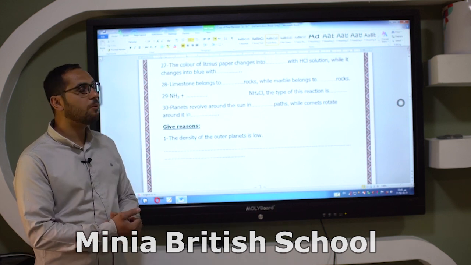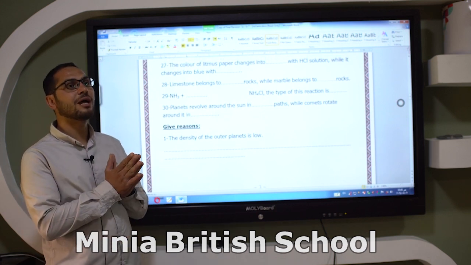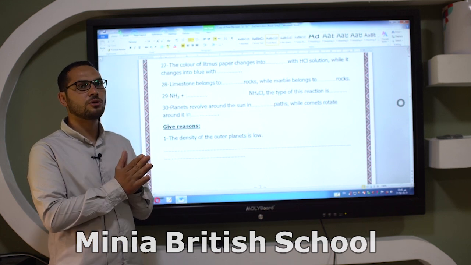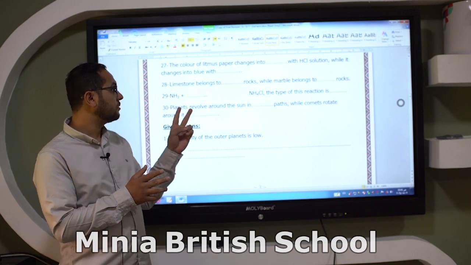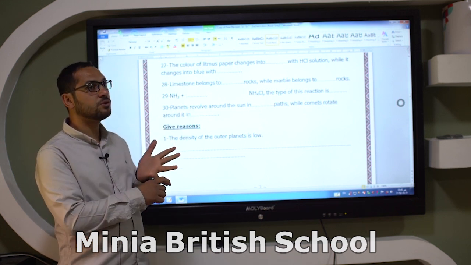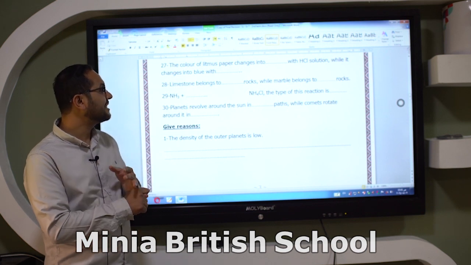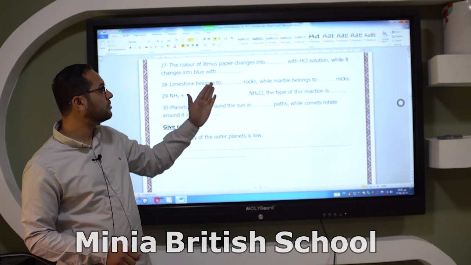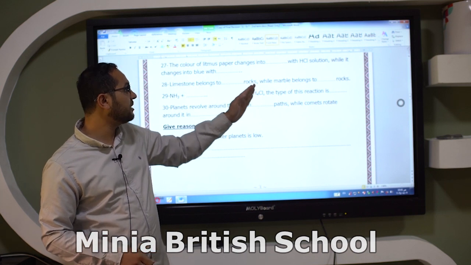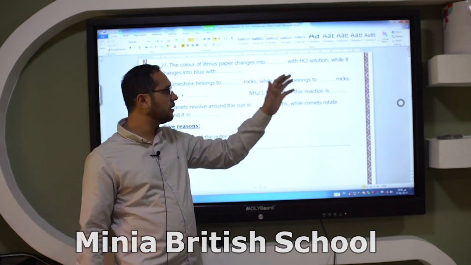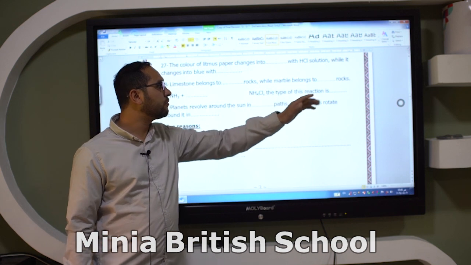Limestone belongs to the what? Limestone belongs to the sedimentary rocks. Sedimentary rocks have two kinds of stones. Number one, limestone, and the second one is sandstone. Limestone belongs to the sedimentary rocks, while marble belongs to the metamorphic rocks.